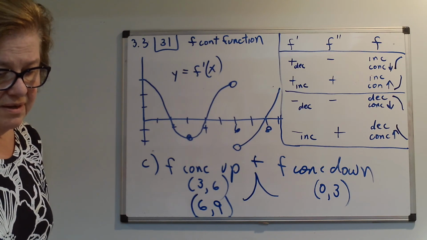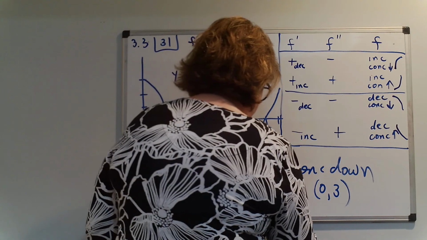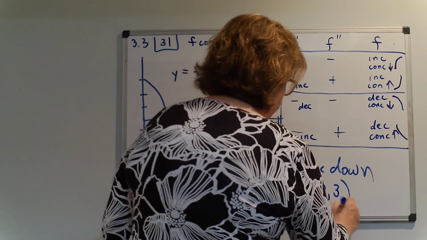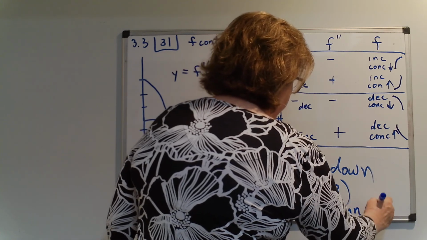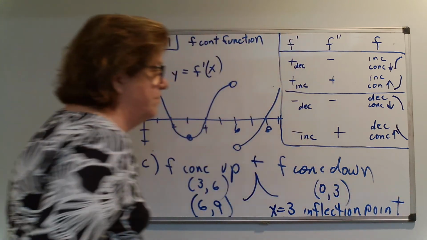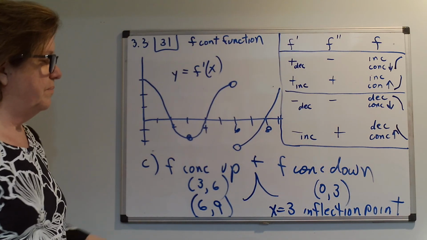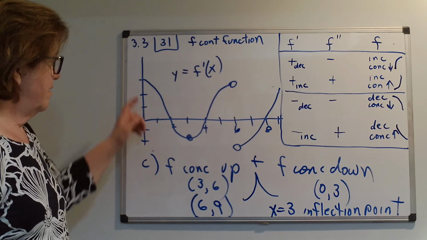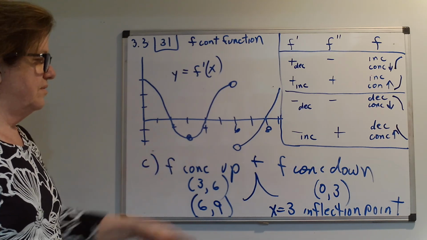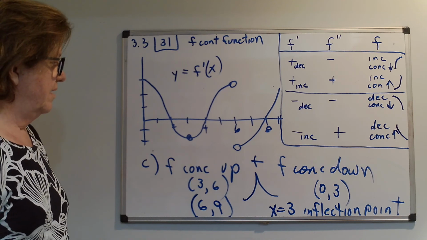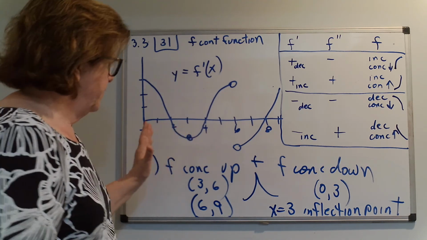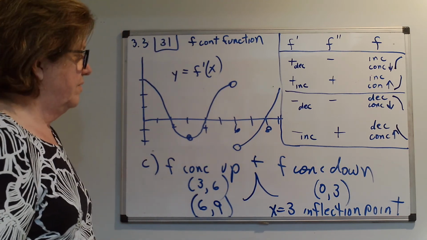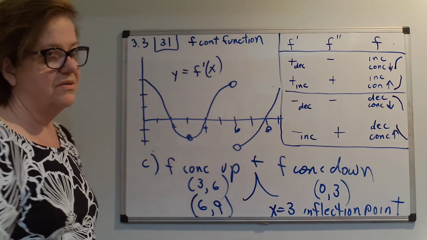So this was in part D. X equal to 3 is where an inflection point is. What's an inflection point? Where you change from concave down to concave up or concave up to concave down. So notice from 0 to 3 is the only place that the function is concave down. And then from 3 throughout the rest, it's concave up. So x equal to 3 is the only inflection point.